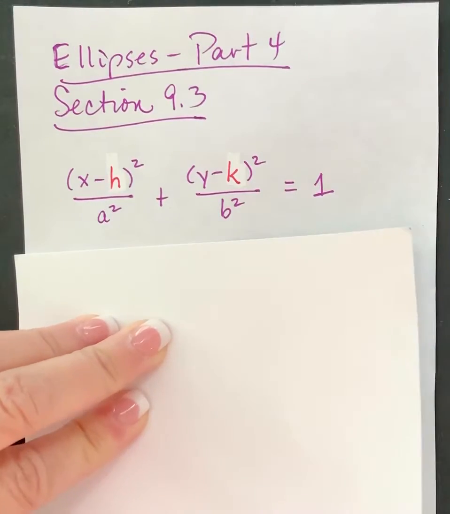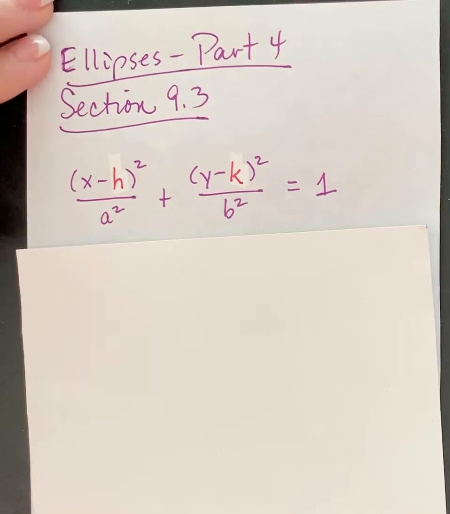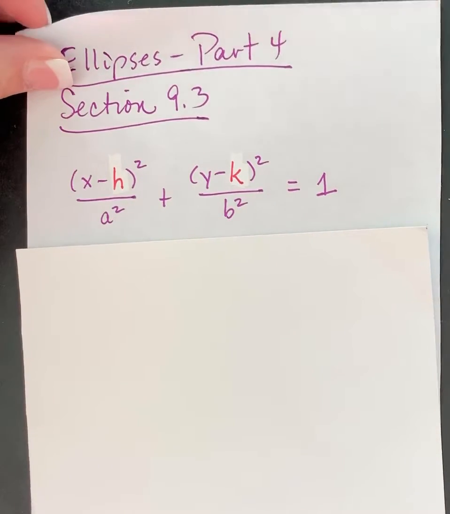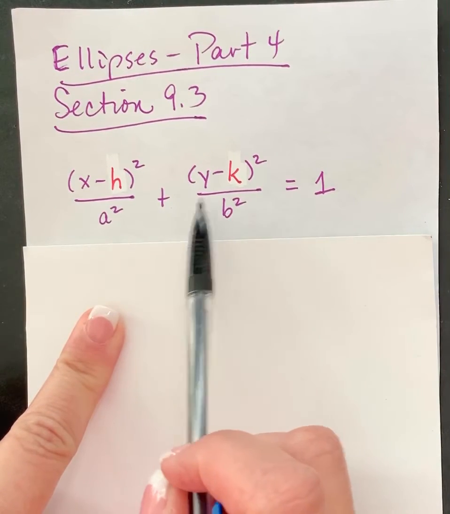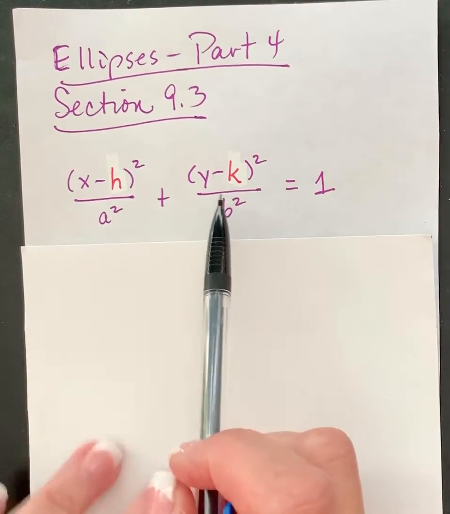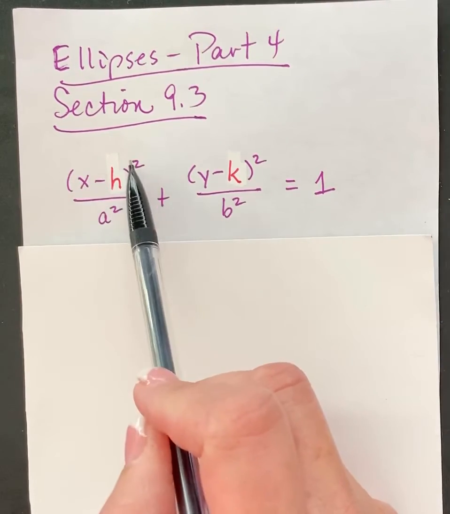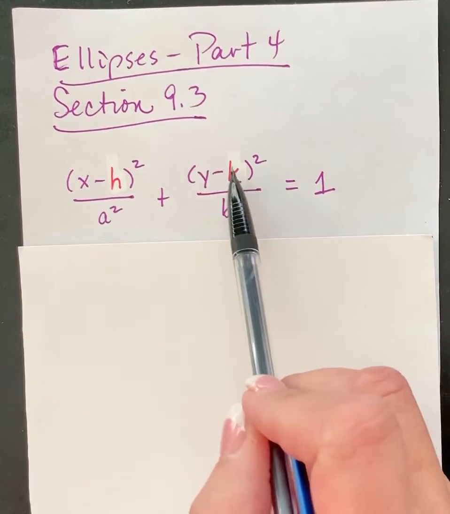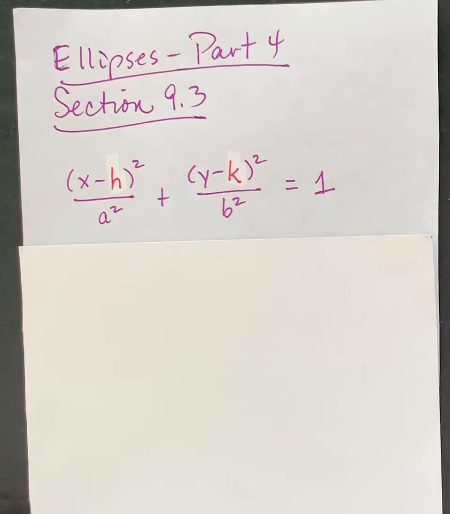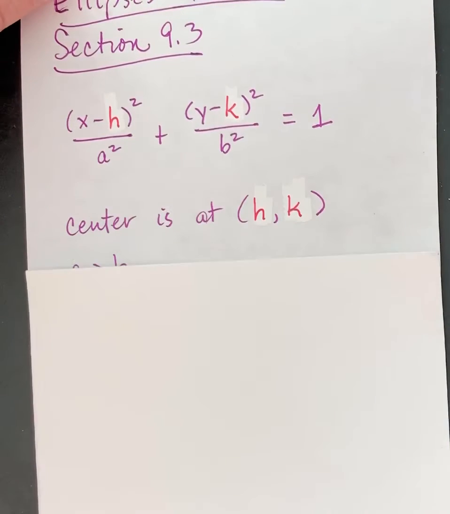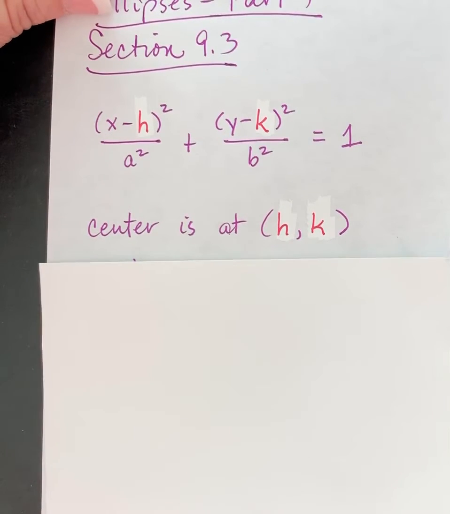Okay, this is ellipses part 4, and we're going to talk about ellipses where the center is not the origin. Okay, so this is one form for an ellipse where the center is not at the origin. It's got (x - h) quantity squared and (y - k) quantity squared. And just like with the circle, h and k are going to give you the coordinates of the center. So the center will be at the point (h, k).